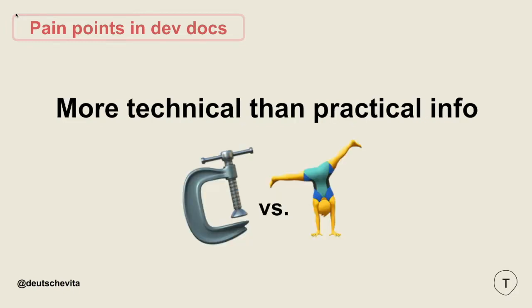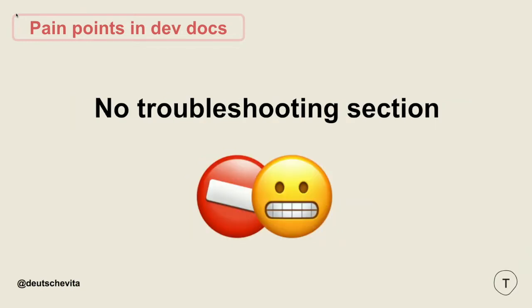Then we had more technical information than practical. So we had a lot of information about endpoints and content types and arguments, but we weren't explaining what needed to happen and how to make it happen. And lastly, we didn't have a troubleshooting section. So there was no part of the guide that could tell me what could go wrong and how to find out and how to debug the thing to make it do the thing that I wanted it to do.